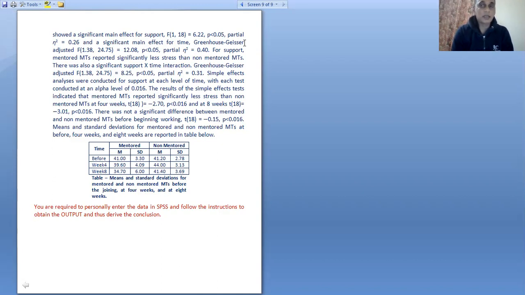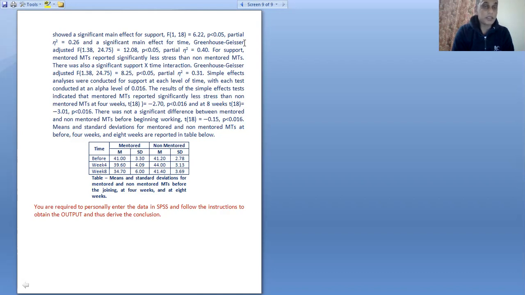You can understand this by looking at the previous video 10, where this explanation has been done. Just one more point: why is this 0.016 coming? How many levels do we have? We have 3 levels for the within factor, time: before, 4 weeks and 8 weeks, and we know that the p value has to be at the most 0.05. So 0.05 divided by 3 gives 0.016 something as the value for p here. So we have to accept things at an alpha level of 0.016.